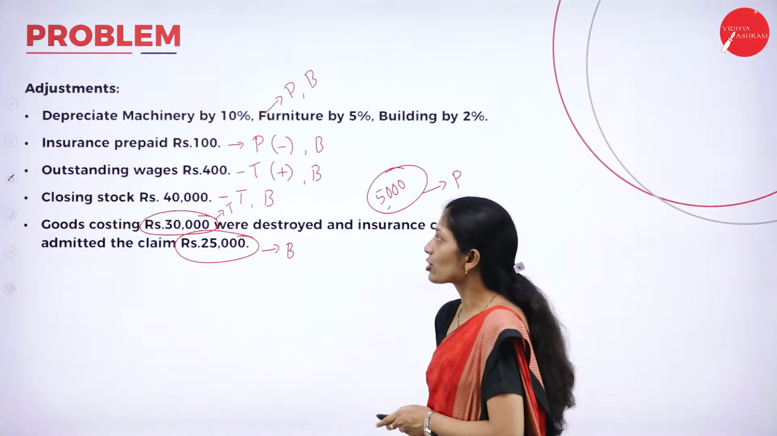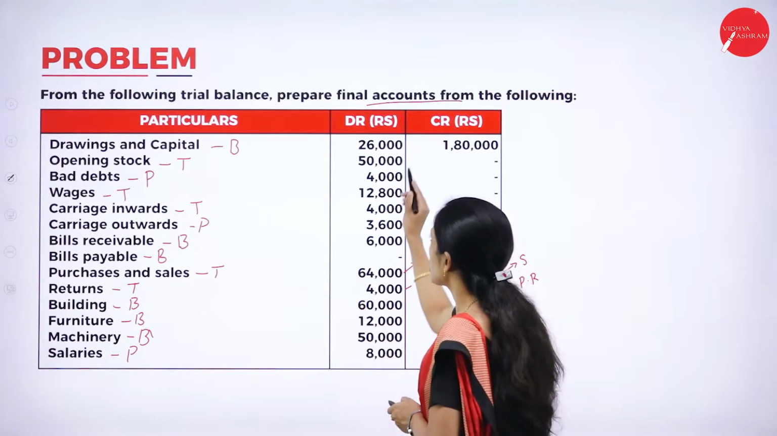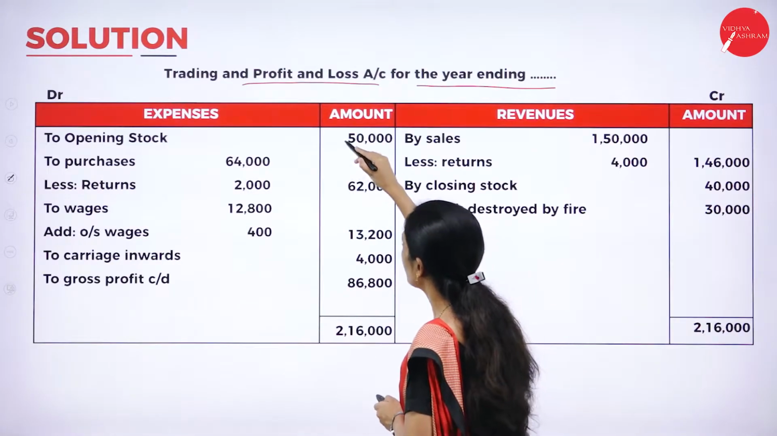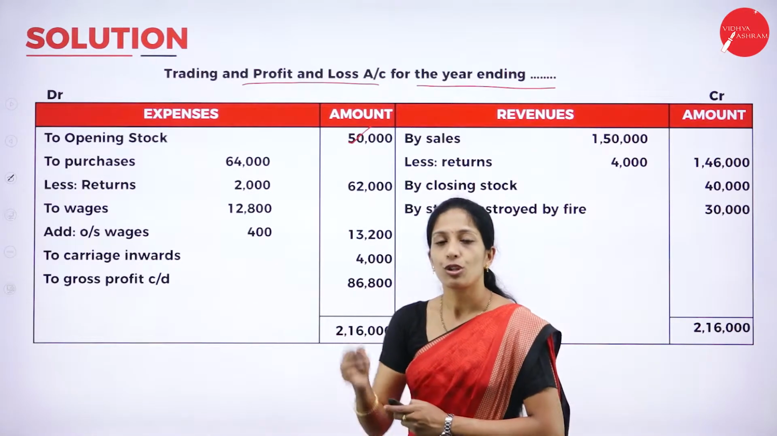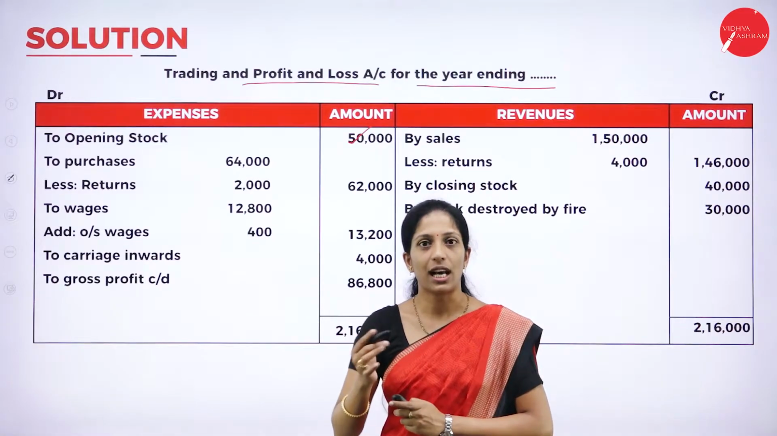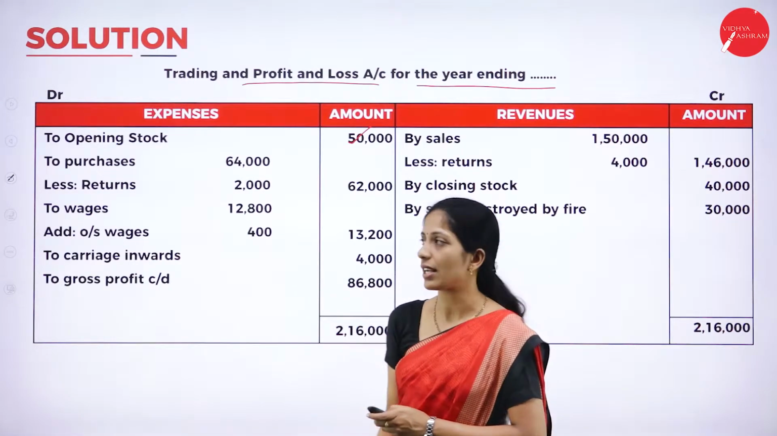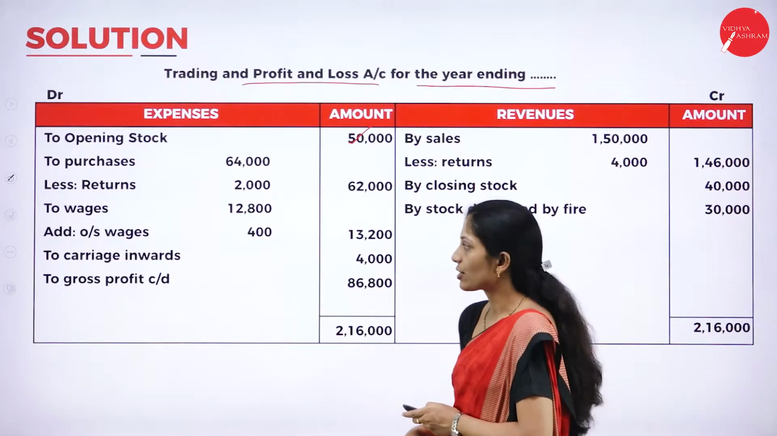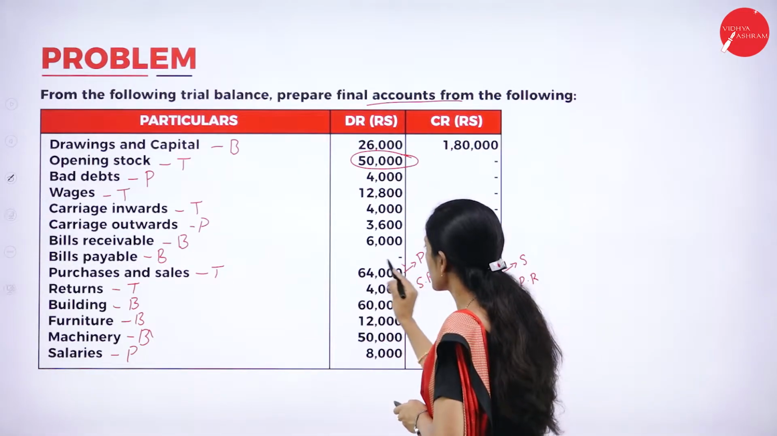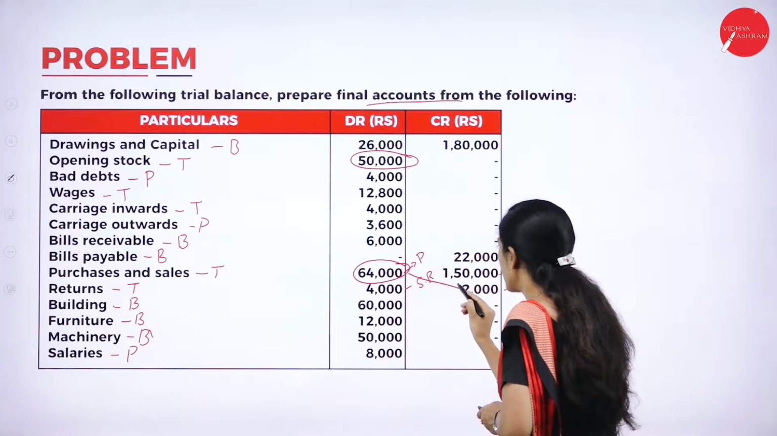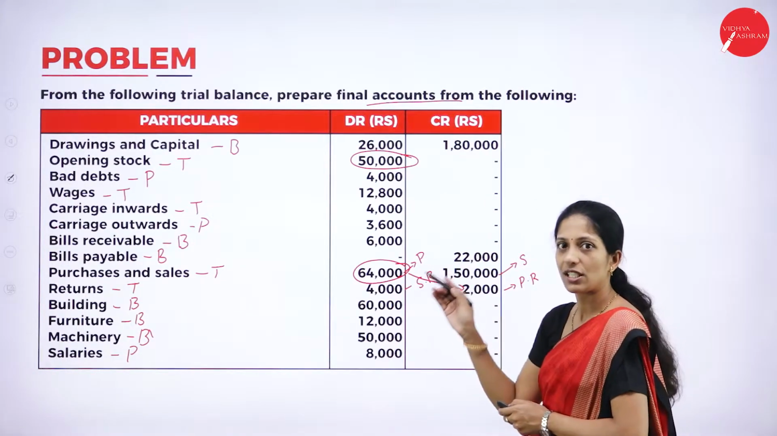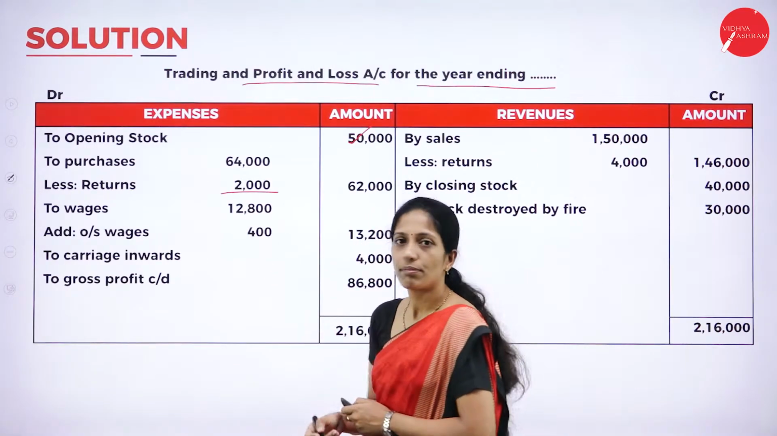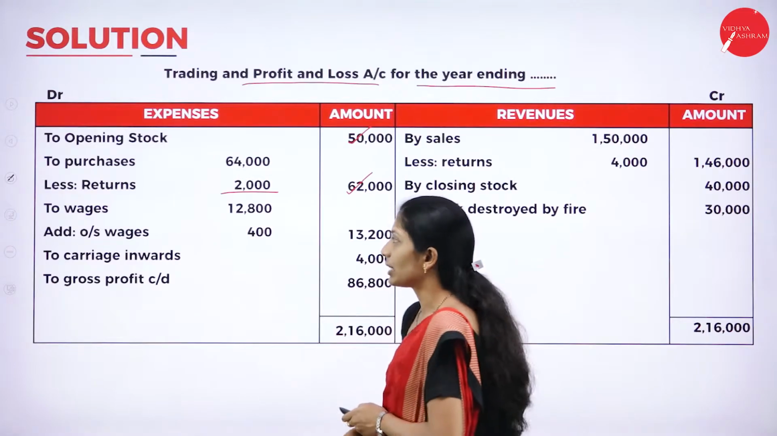Now, what is the opening stock? Now, see the trial balance. Yes, opening stock is 50,000. So, write that opening stock 50,000. Next, to purchase less return. So, in our problem, there is purchase as well as returns. So, how do we write? To purchase less returns. So, what is the purchase? Purchase is 64,000, whereas purchase return is 2,000. 64,000 minus 2,000, so we'll get 62,000.